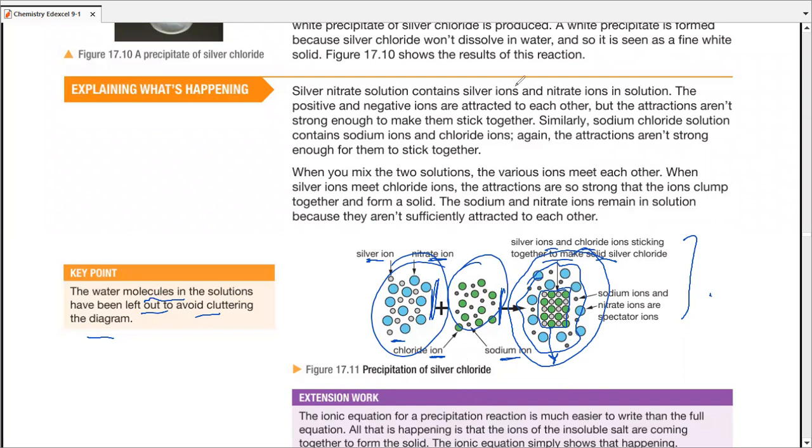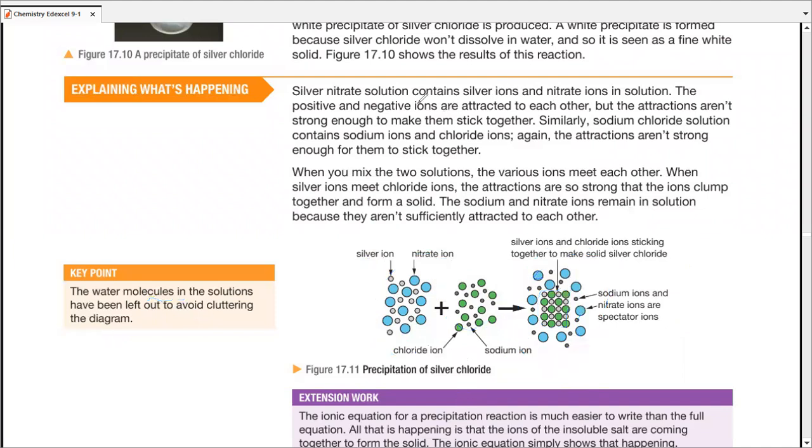Now let's go with the exact explanation given over here. Silver nitrate solution contains silver ions and nitrate ions. These are positive and negative ions attracted to one another, but the attractions are not strong enough for them to stick together. Similarly, sodium chloride solution contains sodium ions and chloride ions. Again, the attractions are not strong enough.